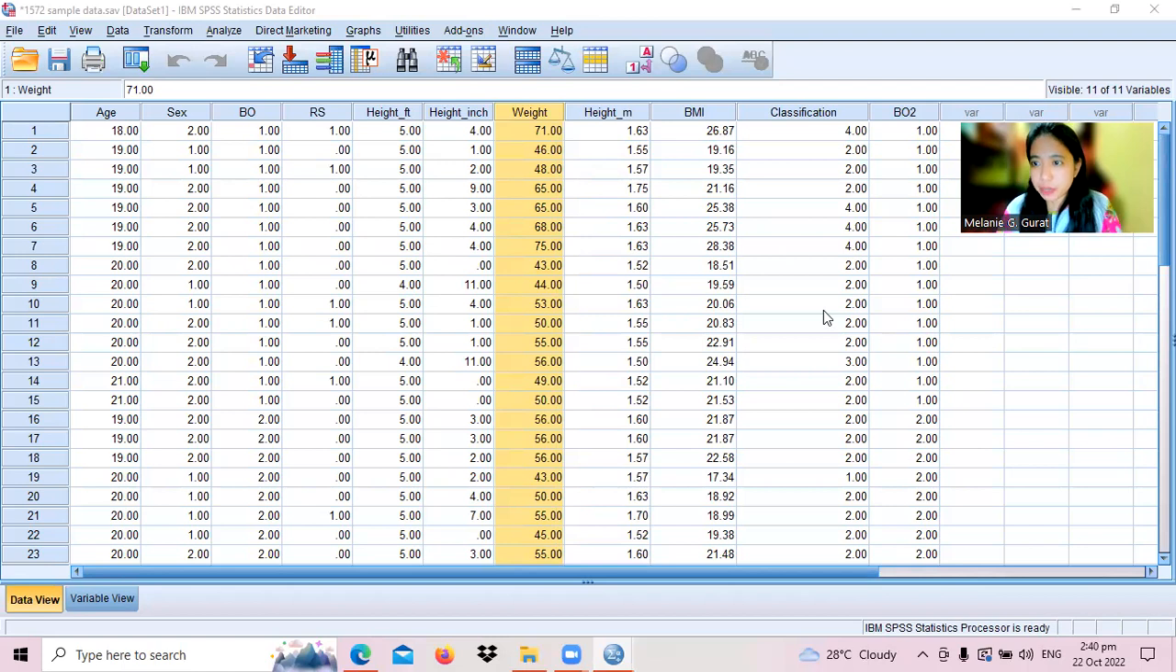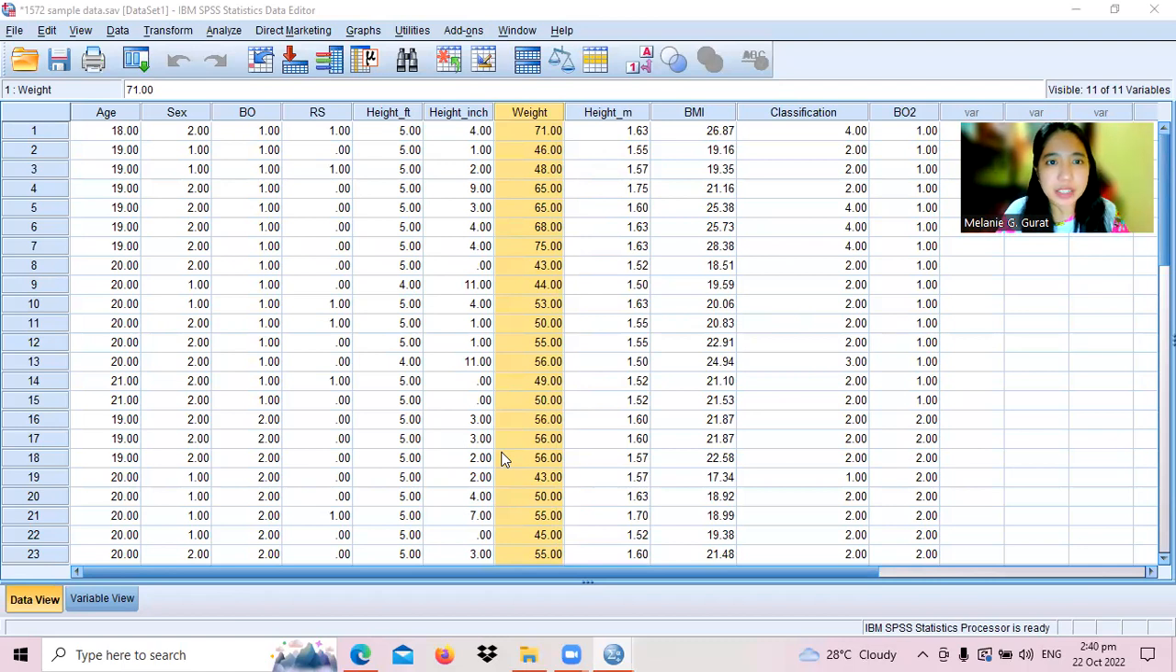So today we will be using another inferential statistical test. Our concern here is correlation. We will be correlating weight and height, weight in kilograms and height in meters. So we will answer the problem: is there a significant correlation between the weight and the height of the respondents?